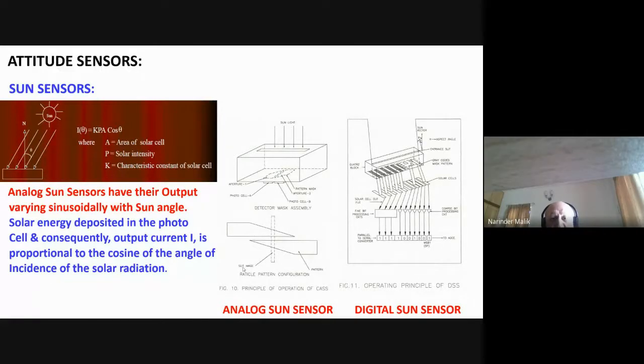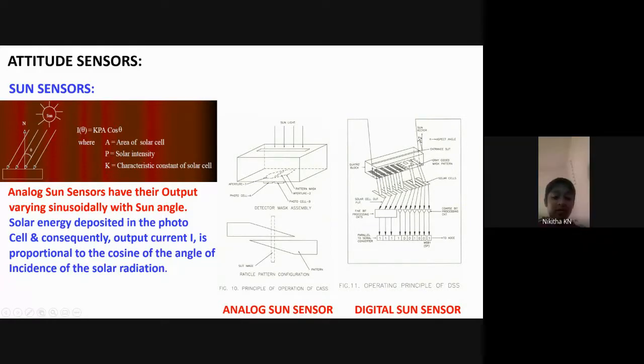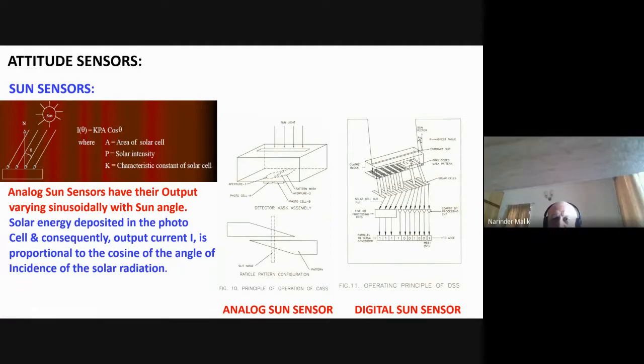Now this is another digital sun sensor. Here also, basically, I'll show you. I have a model of this. If you can see that one.